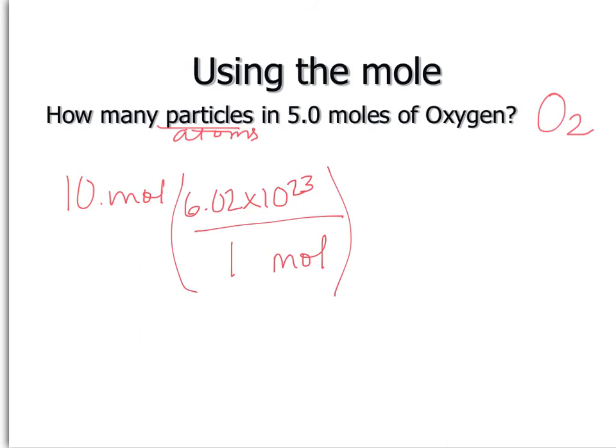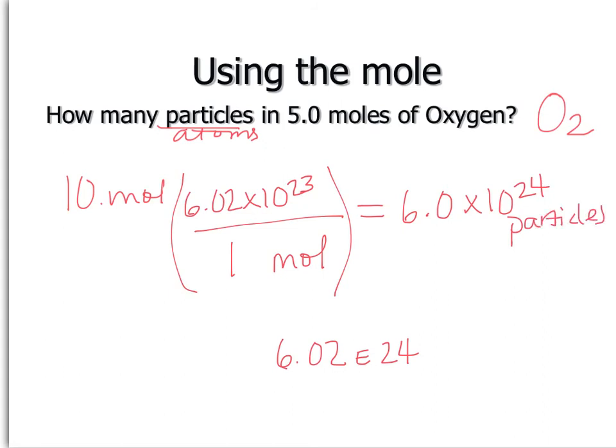And that spits out 6.02 E24, which we are going to account for our sig figs. We do have 2 sig figs, so we actually have to say 6.0 times 10 to the 24th particles.